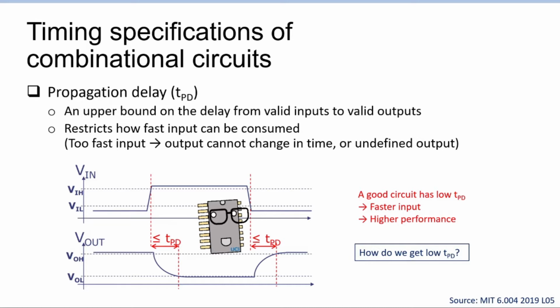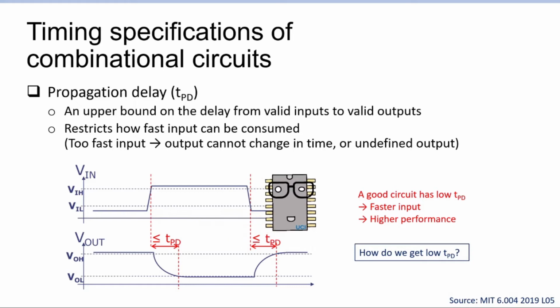And this happens again here. If the input changes again, how long does it take for the output to go into a correct steady state? And propagation delay is one of the biggest factors which restricts how fast input can be consumed. If a particular circuit that we've built and fabricated on silicon has a certain propagation delay, that puts a limit on how fast the input can change. If the input changes too fast, then the output cannot change in time to go into a steady state before the input changes again, meaning the output of this component of this circuit could go either into an undefined state or doesn't change at all.